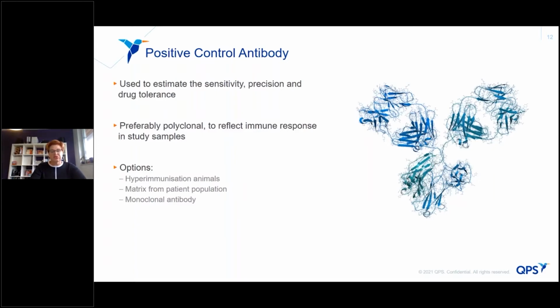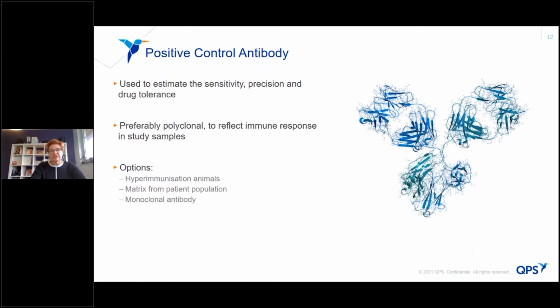An important part of the ADA assay is the positive control antibody. And this is meant to represent the polyclonal antibody response in the study samples. And it is used to estimate the sensitivity, precision, and drug tolerance during the validation, as well as the performance of the assay during routine analysis.